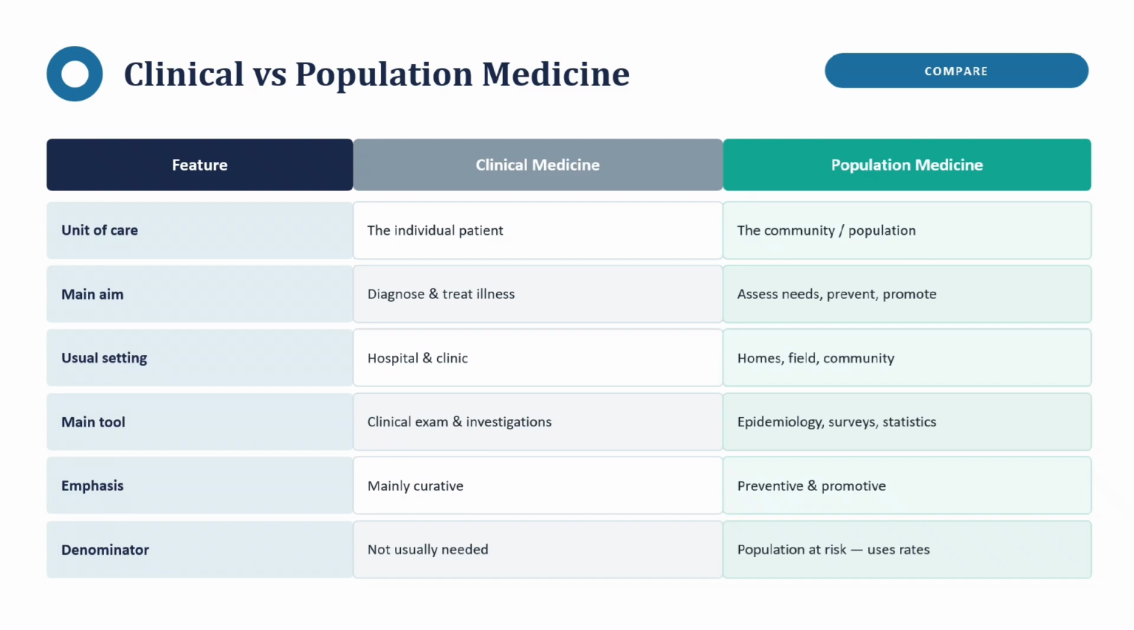Clinical versus population medicine. Let's put the two side by side, feature by feature, because the contrast sharpens both. Unit of care: the individual patient versus the community or population. The main aim is to diagnose and treat the illness versus assess the needs, prevent and promote.